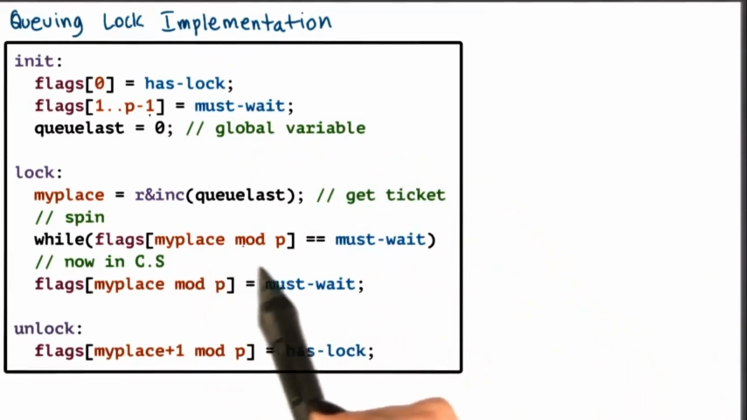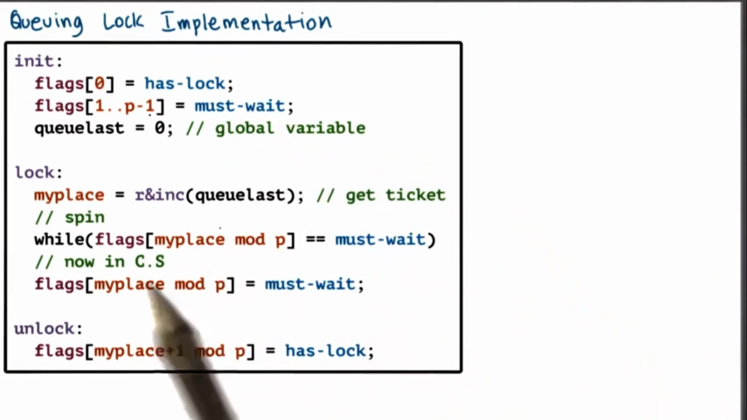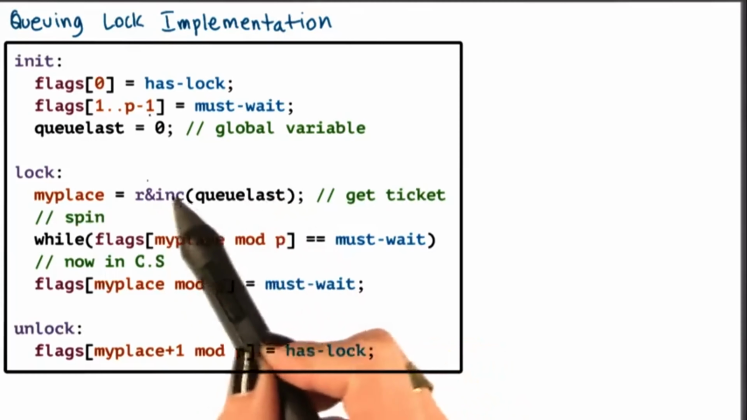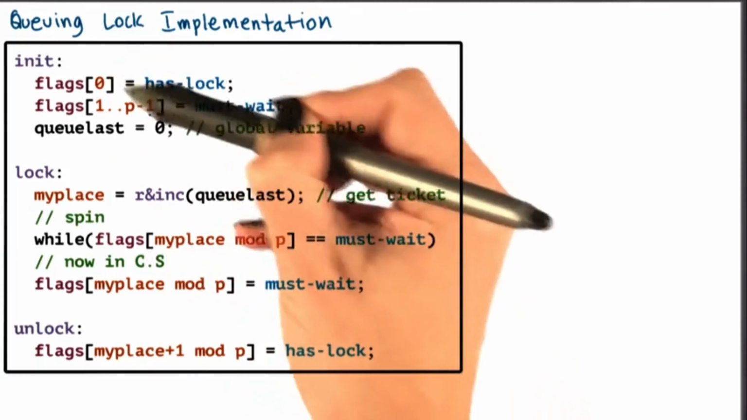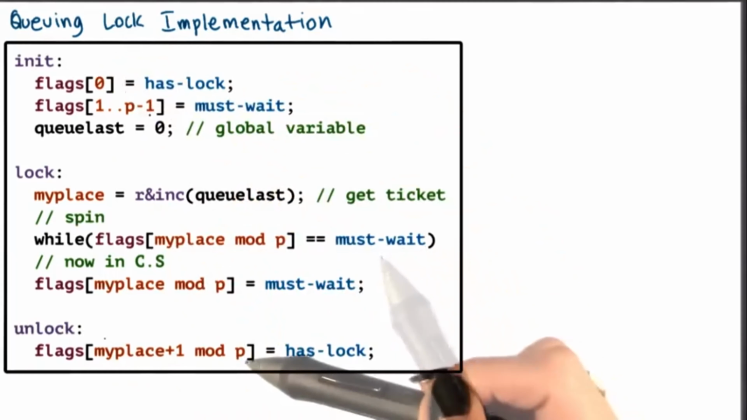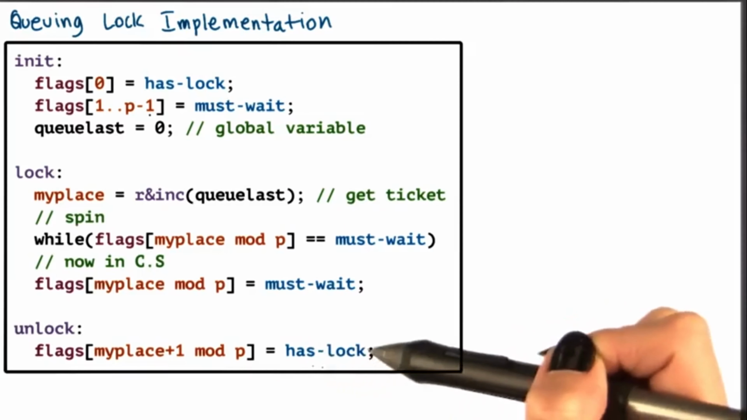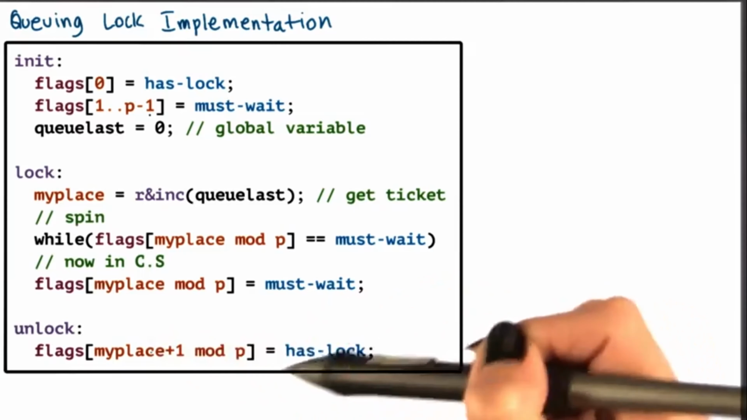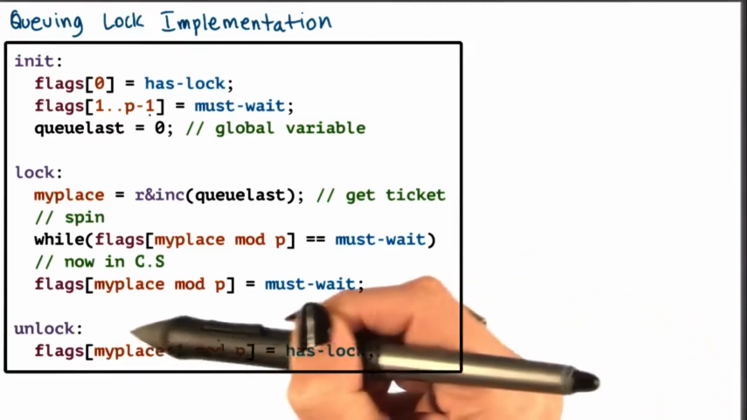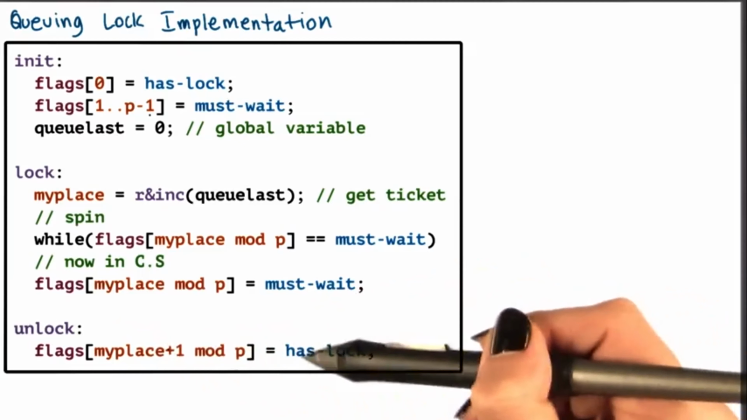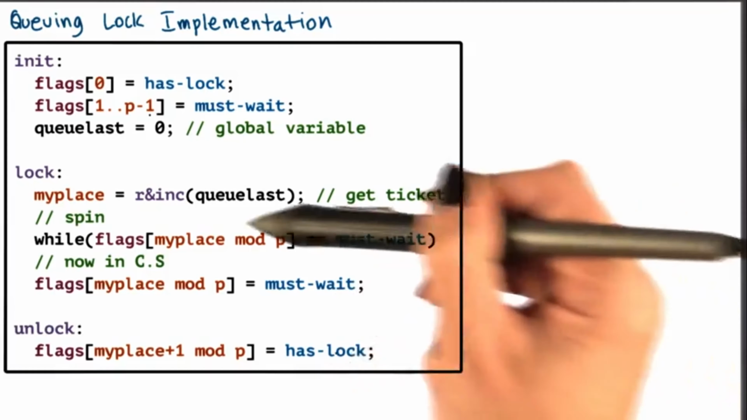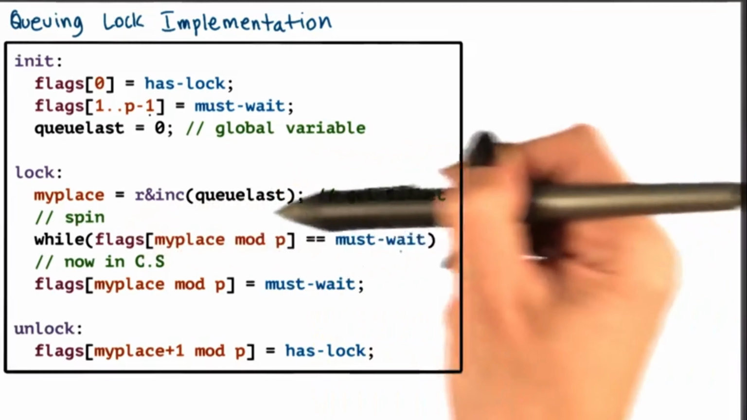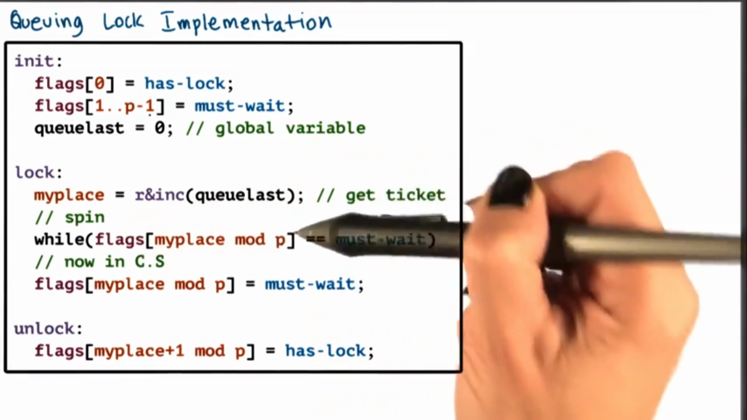Notice that we're using some modular math in order to wrap around this index, since read and increment will just continue increasing the value of Q last, whereas our array is of limited size. Releasing the lock means that we need to change the value of the next element in the array. So myPlace plus 1, we will change its value from must wait to has lock. That means that thread, that process, will now come out of the spin loop that it's in.